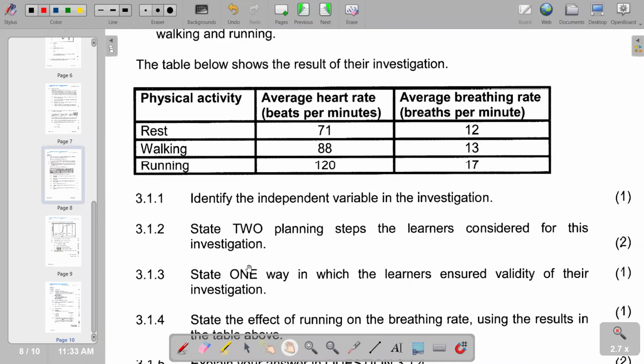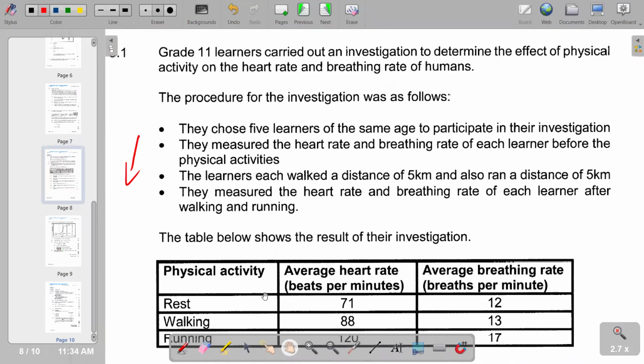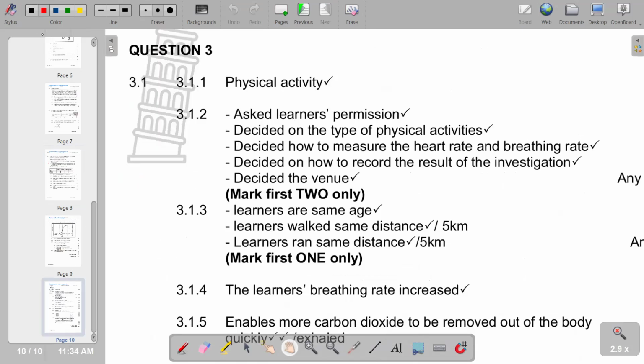And then the first part of the question is: identify the independent variable in the investigation. Remember, an independent variable is a variable that does not depend on the variations of another variable. According to what we are given, physical activity is not going to be affected by other variables. Of course, we have the heart rate and the breathing rate. So physical activity becomes the independent variable that we have. So it's indicated, 3.1.1, physical activity.